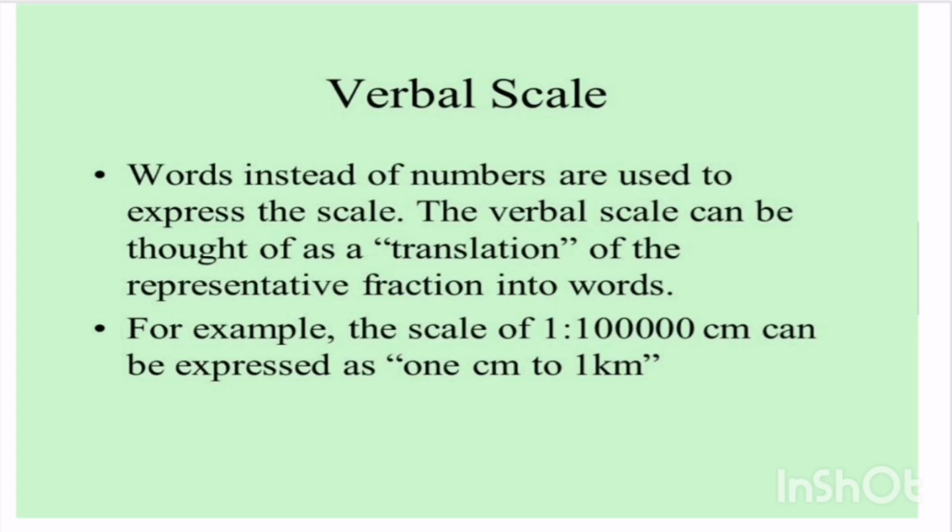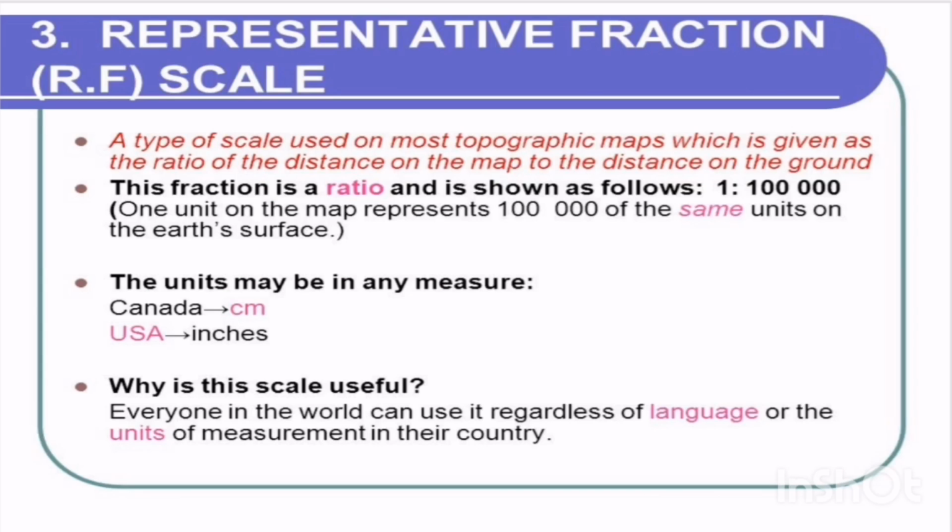Then comes the representative fraction or RF. The numerical fraction method is also called representative fraction. This method shows the ratio between the distance on the map and the distance on the ground.